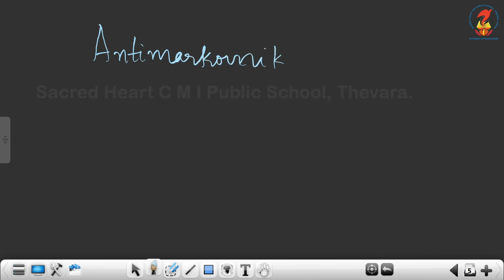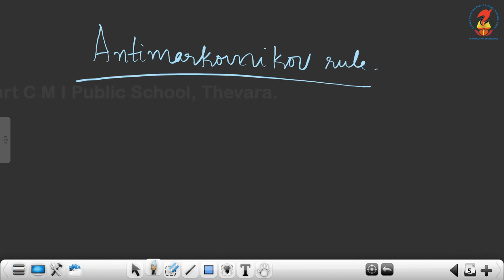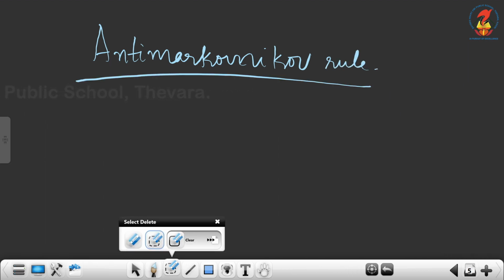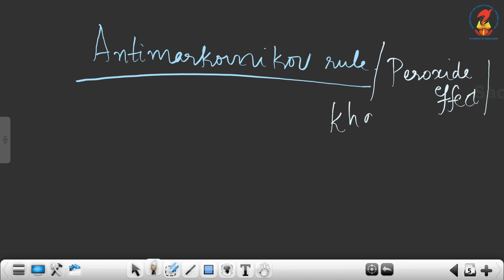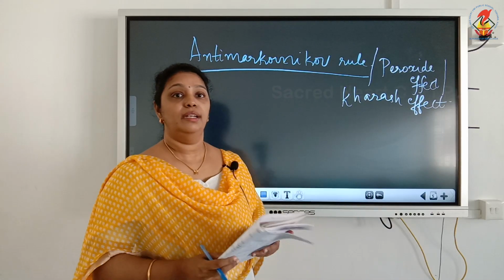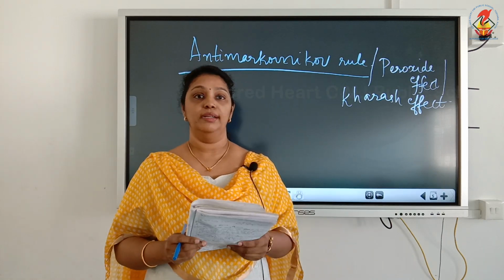Anti-Markovnikov rule. Now, what is Anti-Markovnikov rule? Now, there is another name for this Anti-Markovnikov rule. It's also called peroxide effect or Kharasch effect. All the three mean the same. Now, what is Anti-Markovnikov rule?